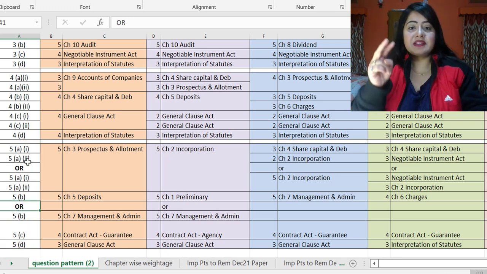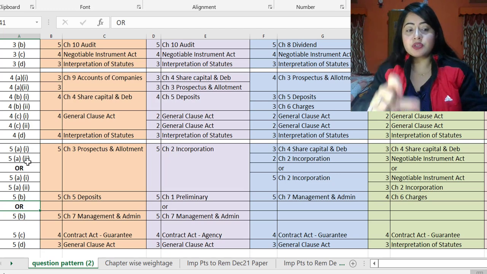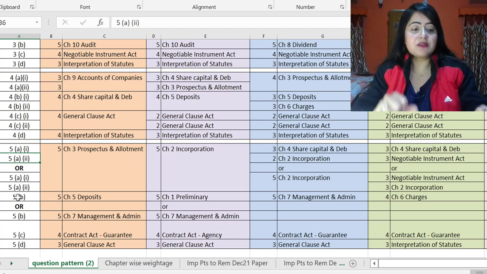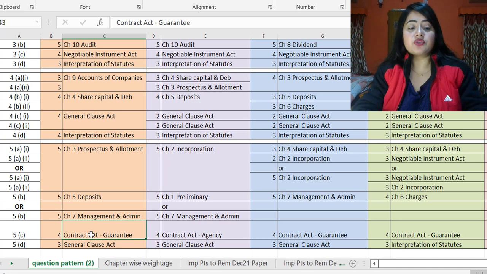So sometimes there is an internal choice in A part of question number 5 or in B part of question number 5. That is, basically you have to choose internally one of these 2 parts that are given. Now in question number 5 also, the Contract Act comes for 4 marks. It may be guarantee, bailment, agency, anything of that may come. Apart from that, General Clauses Act is coming for 3 marks here in question number 5. Right, and then the rest of the 10 marks are for the Companies Act, and there is internal choice.